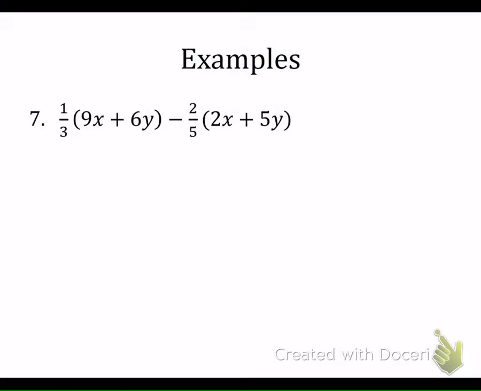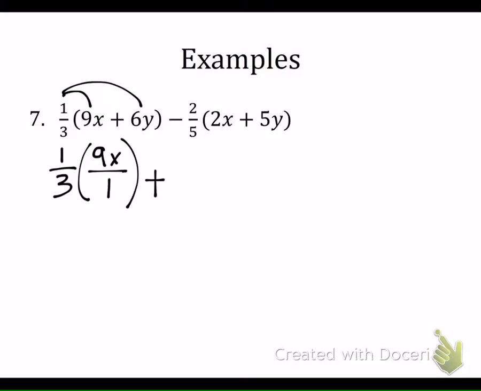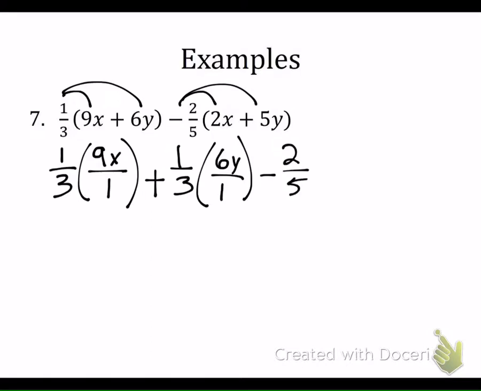All right. I'm going to go back to writing some stuff out because this one's getting a little tricky again. So I have 1/3 times 9x over 1 plus 1/3 times 6y over 1. I am distributing a -2/5. Whoops, I'm going to make that a fraction. Times 2x over 1 plus -2/5 times 5y over 1.